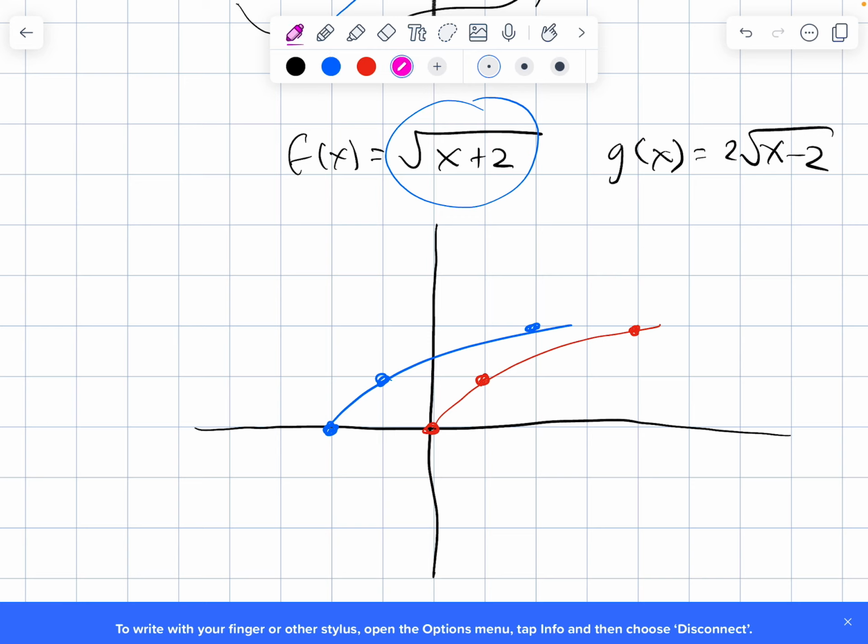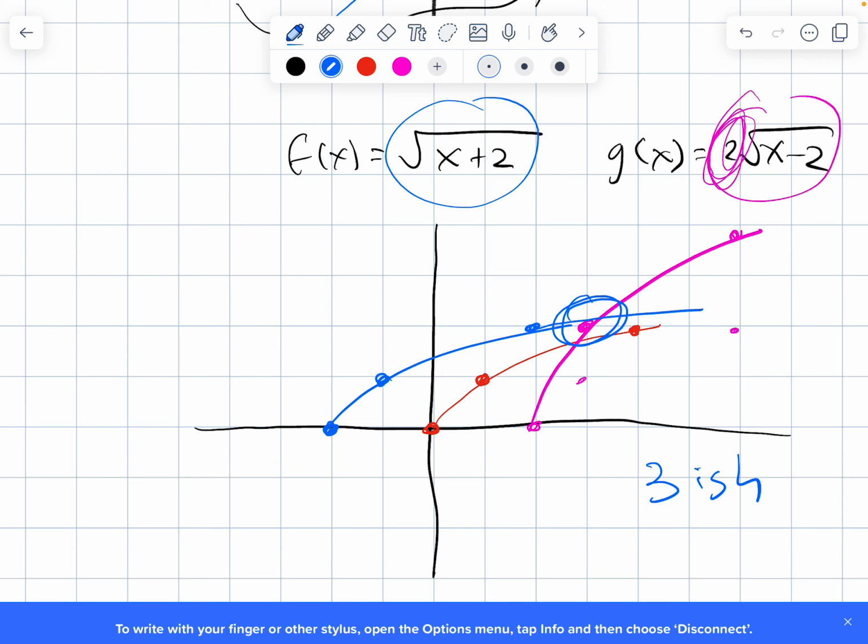Now this function right here has been shifted over to the right by 2. So you get that point, that point, and that point. But it's also been amplified by a factor of 2. So that gets twice as big, and this one gets twice as big. So what it really looks like is this. And you can see these guys are on a collision course right around here. So it might be exactly 3, it might be a little bit more than 3. It's kind of hard to tell. But let's go ahead and solve this algebraically and find the solution. We're thinking the solution is 3-ish.